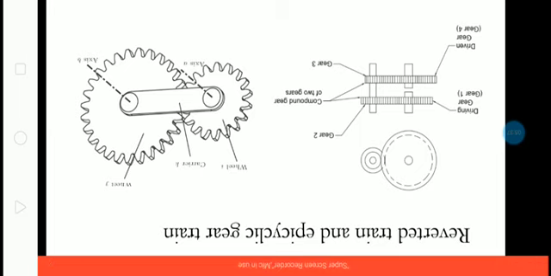Now imagine if we are not fixing the output shaft, what will be the motion? Just imagine.